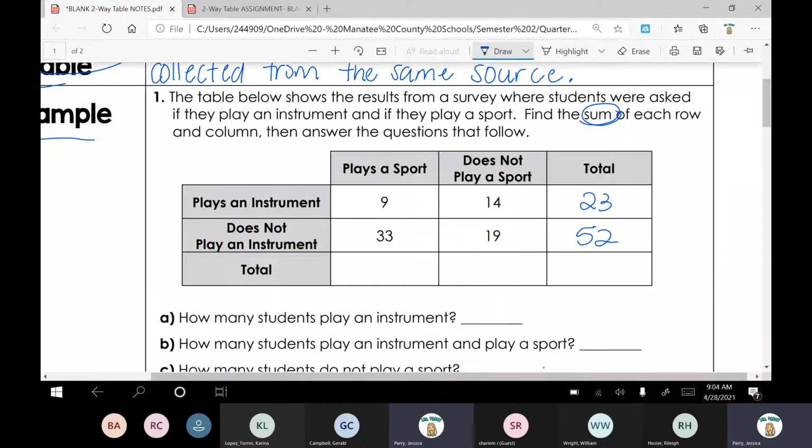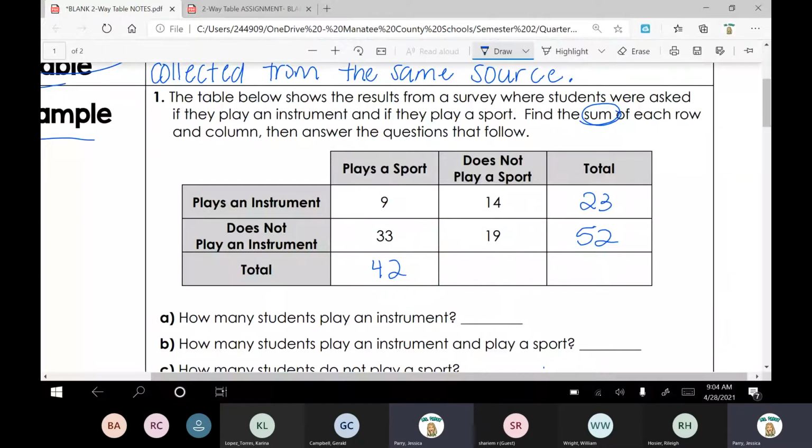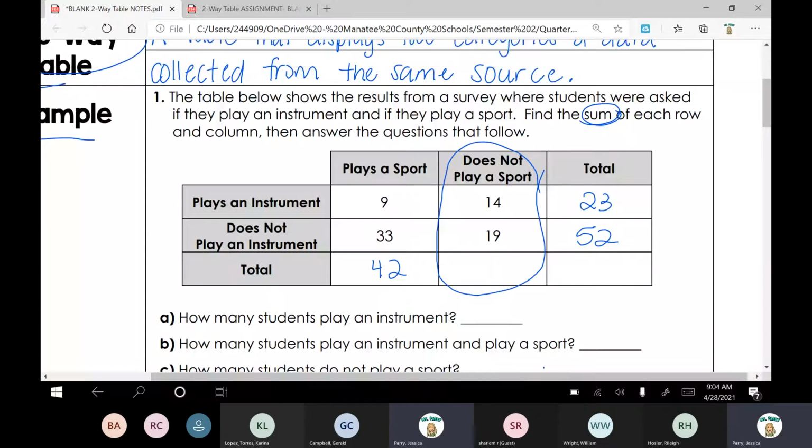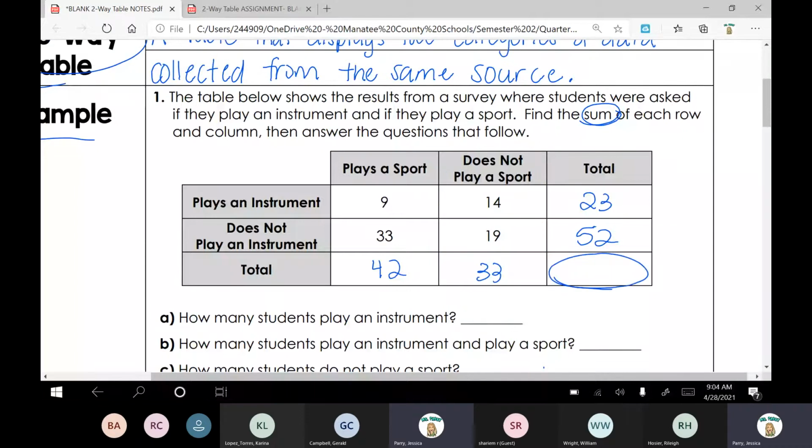Now let's look at our students that play a sport. For all of our students here that play a sport, what I do is 9 plus 33, which is 42. Perfect, I see someone typed in a 42, awesome, thank you. And then how many for the students that do not play a sport? What's our total here? 33. All we do is add 14 plus 19, which is 33. Awesome. So we've got our table filled out almost. We just need to fill out this last one here.